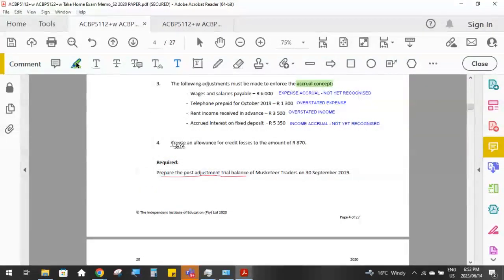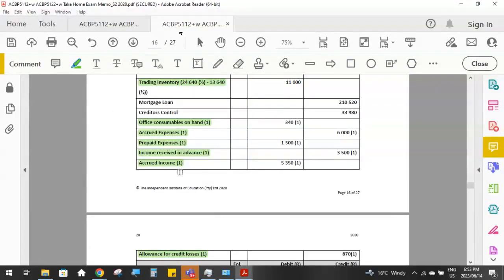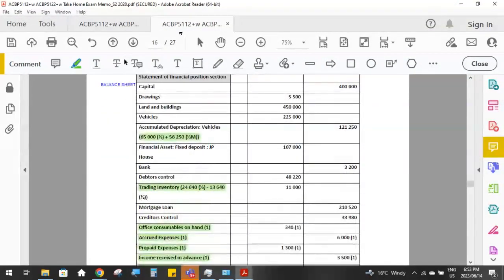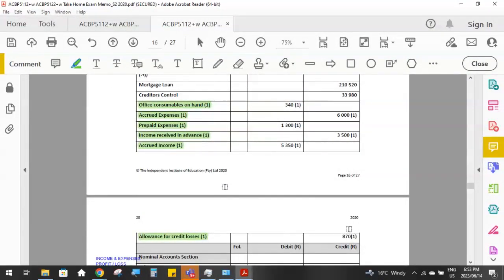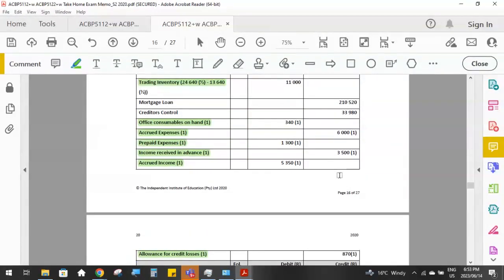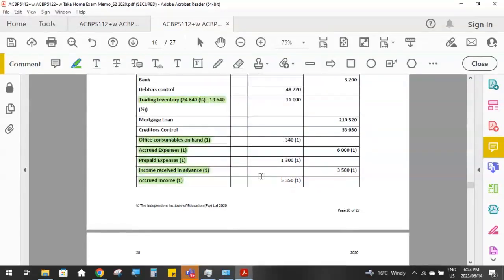Then create an allowance for credit losses. So we don't have an existing allowance for credit losses. They said create it in the amount of 870. So again, double entry system says an allowance for credit losses belongs in the balance sheet section. And it's the account that's really married to my debtors control, because debtors control total minus my allowance for credit losses, those are the two accounts that belong in your trade and other receivables note.